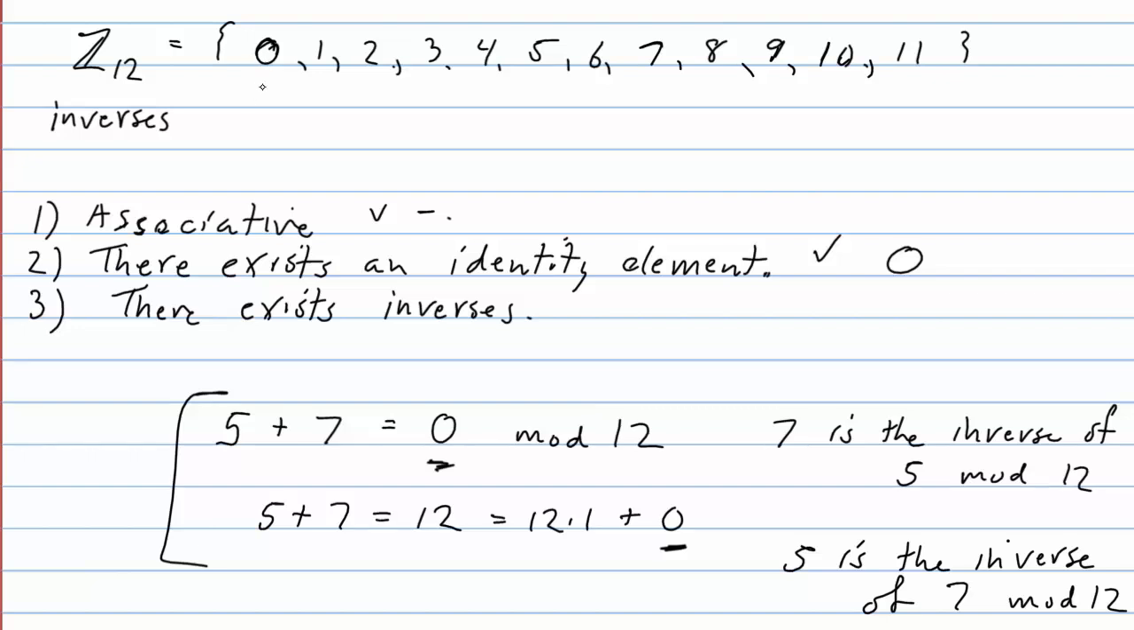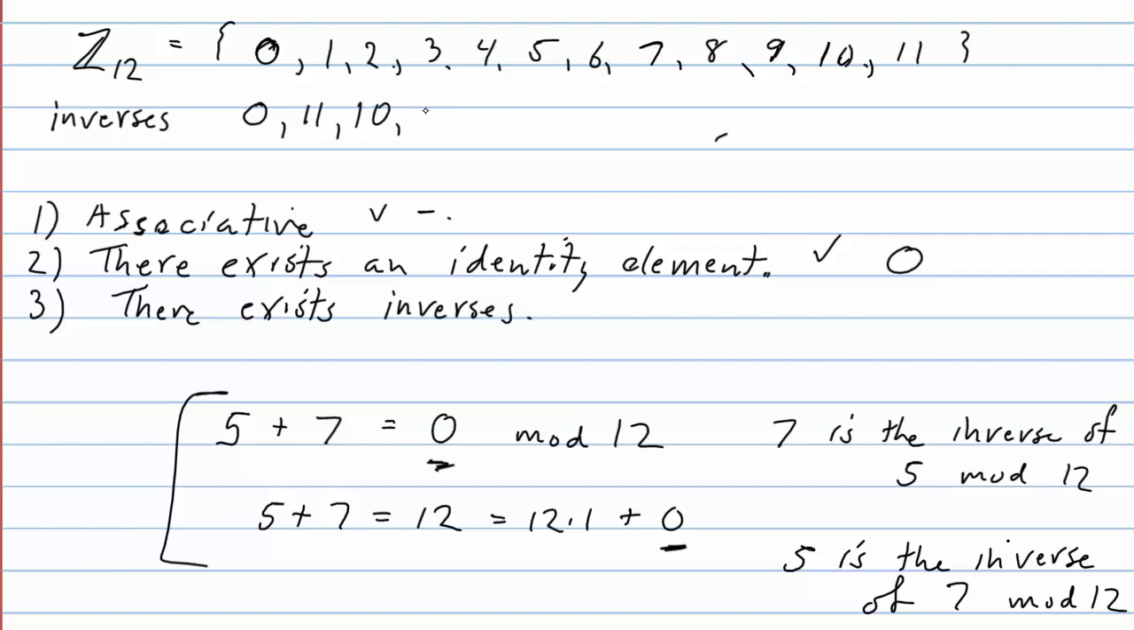So what would the inverse of 0 be? Remember, I want to add something to 0 to get 0 mod 12. 0 itself, so it's its own inverse. What about 1? What can I add to 1 to get 0 mod 12? Or another way of thinking of it, what can I add to get up to 12? 11. If I add 11 to 1, I get 12, and then if I look at the remainder, it's 0. What about 2? How can I get up to 12? Well, I can add 10.